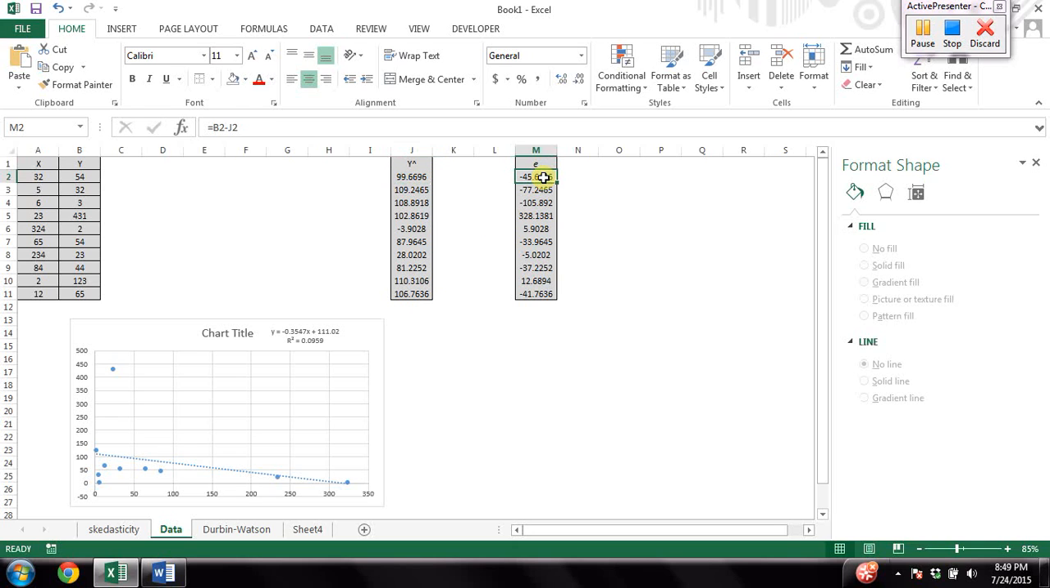Next, we need to find the residuals. If you recall, the residuals is the actual Y value minus the expected Y value, or the Y hat value. And it's the same idea. You can just type this in, use the fill, and we get all these values.